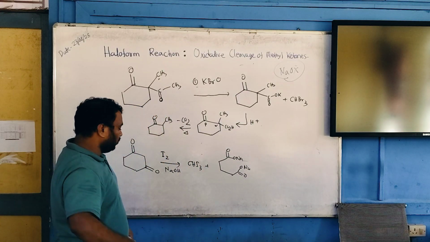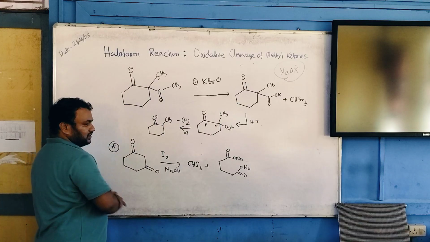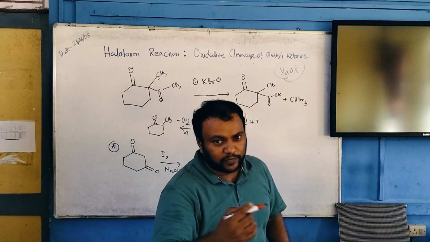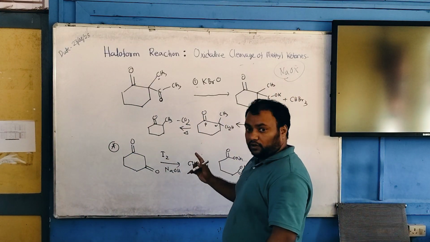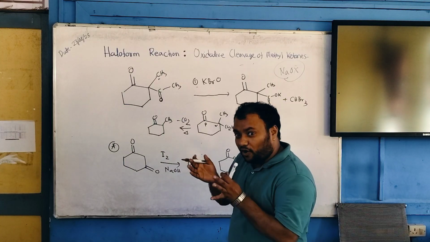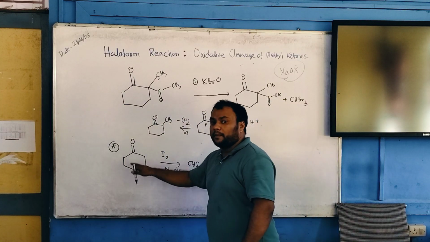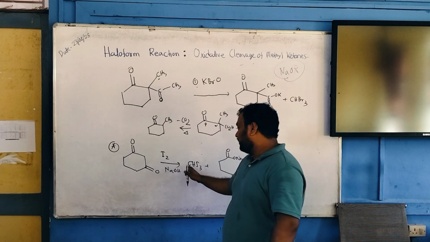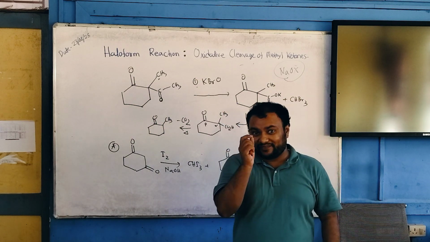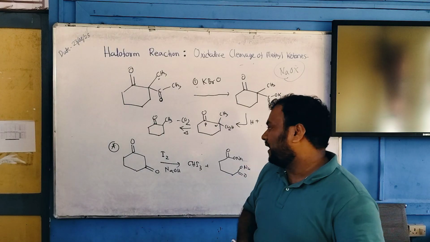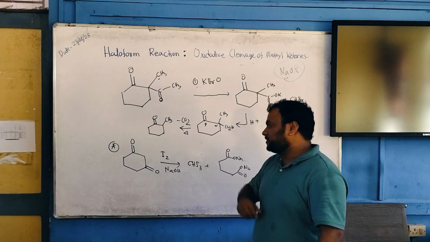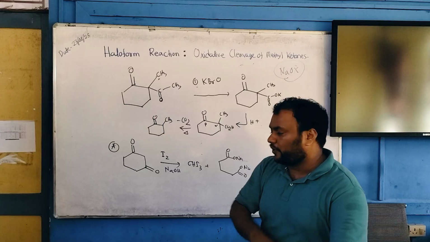I want all of you to try the mechanism of this reaction. Please try at home. This is your home task. There is a compound where there is no keto-methyl group, but still you are getting iodoform product. That's a very special case that you must remember. And please everyone try the mechanism of this reaction. This is your homework.